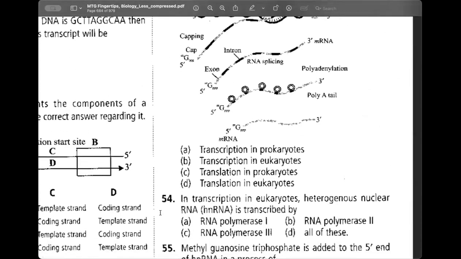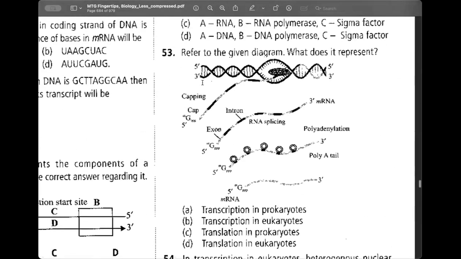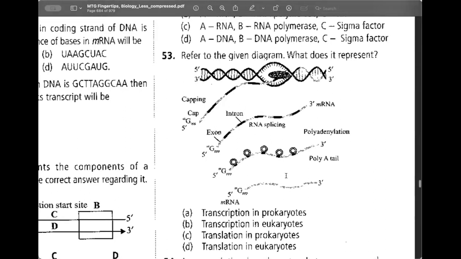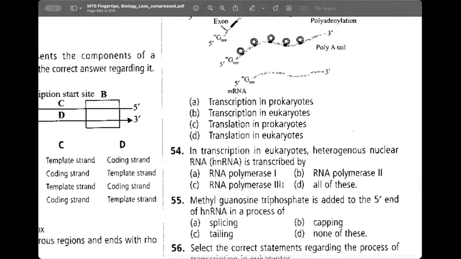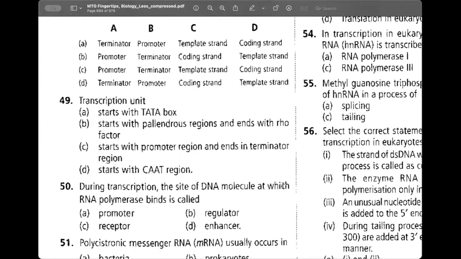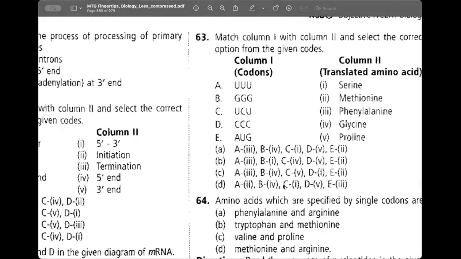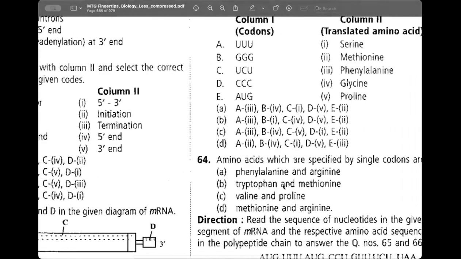Now, this is very simple. So questions like this also come, which is directly taken from NCERT, question 53. Refer to the diagram. What does it represent? The moment you see intron, exon, it can't be transcription in prokaryotes, right? It is also not translation because protein is not being formed here. So it is option B, transcription in eukaryotes, correct? Very simple.